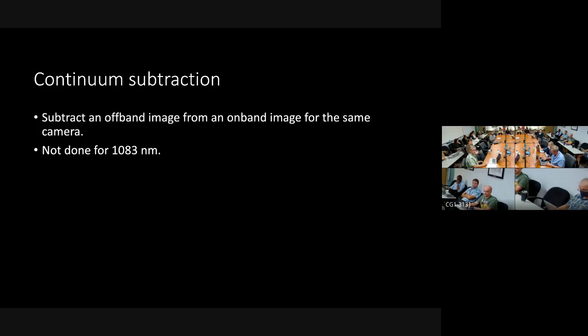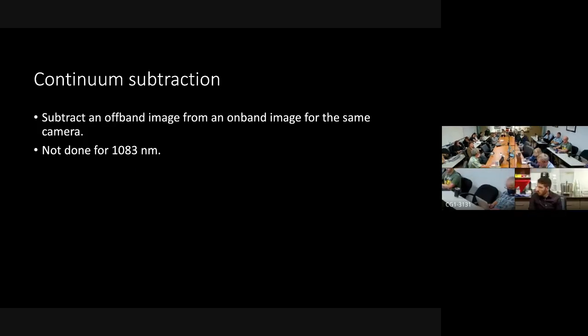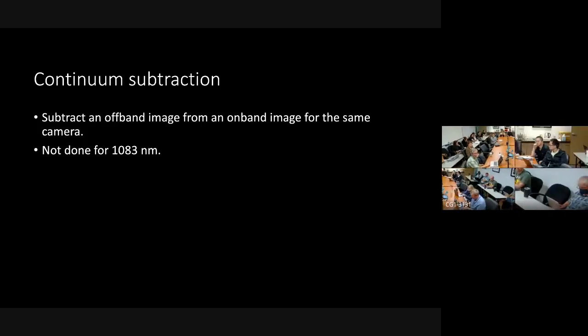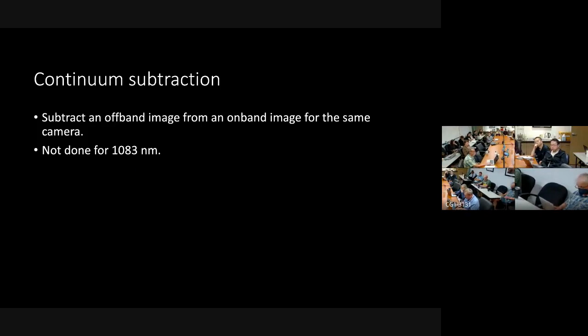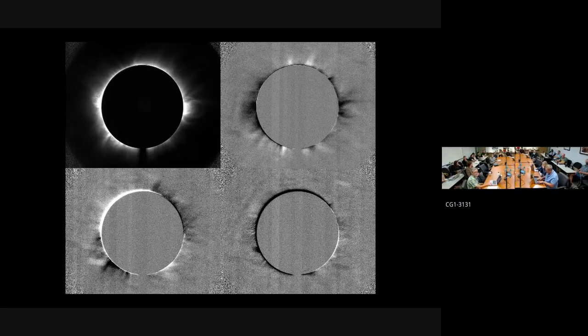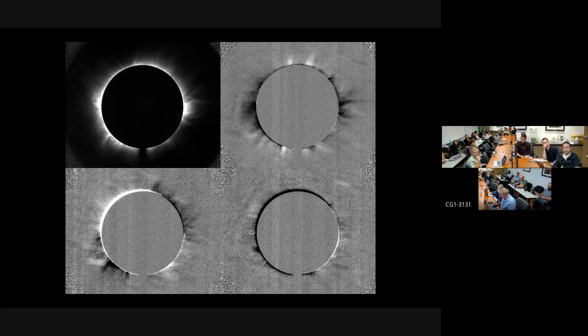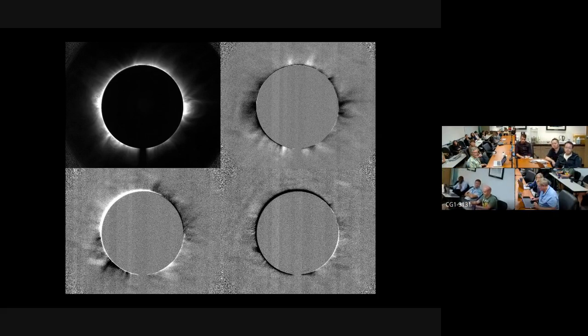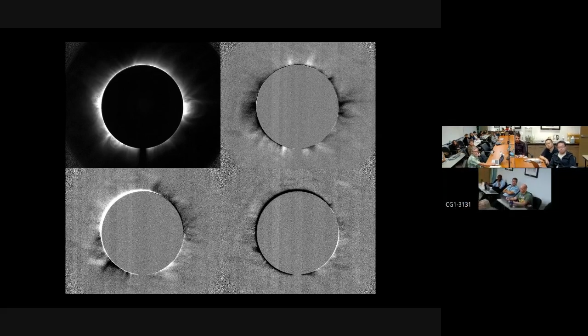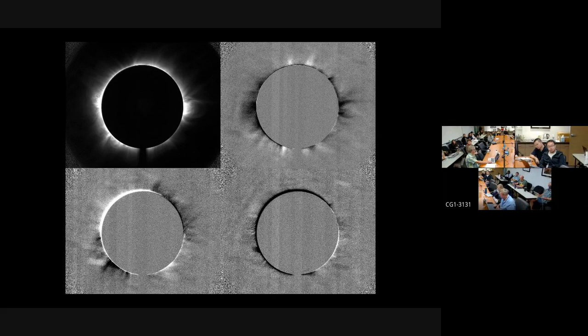There's an option to do this or not, and it's turned off for 1083. And if you want to know more about that, talk to Momo about that. It's a science question. And then here we've done continuum subtraction. So again, our I, Q, U, and V intensity is still looking pretty good. U and V still not looking great yet. But we're heading on.